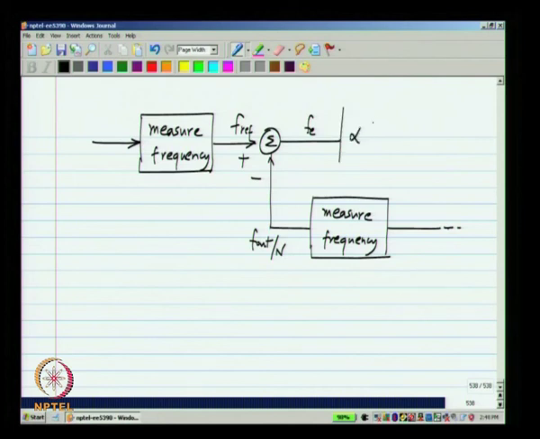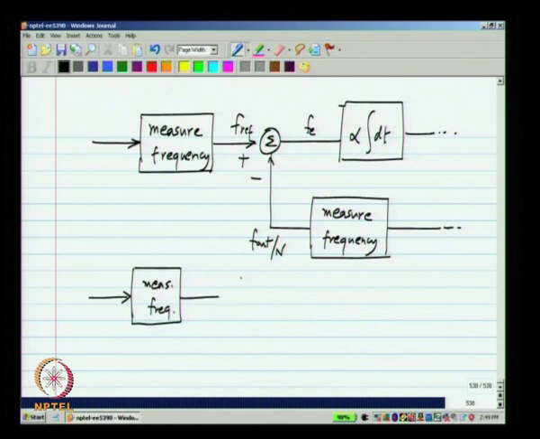And we integrate the difference. Now, I can equivalently write this as a measurement of frequency, and I can pull this integral into both of these branches, this branch and that one. I will pull the integral into both of those paths.